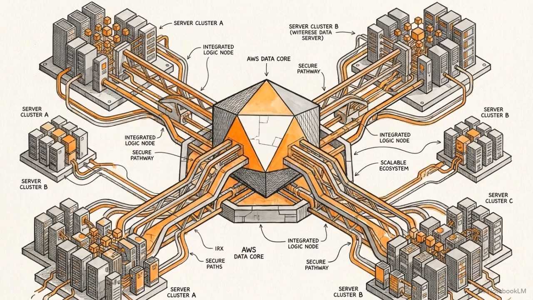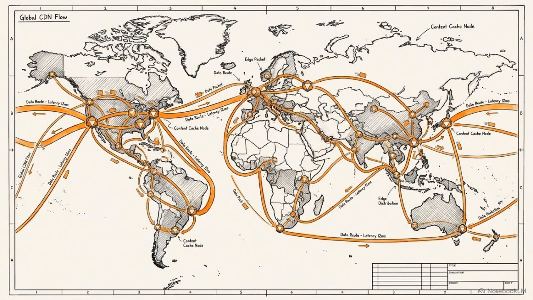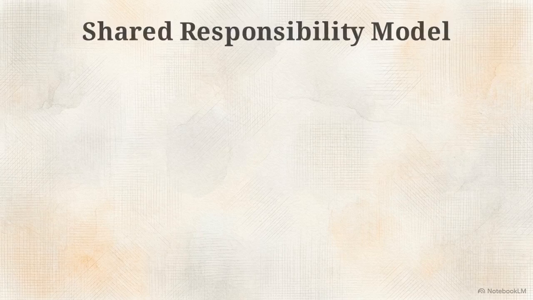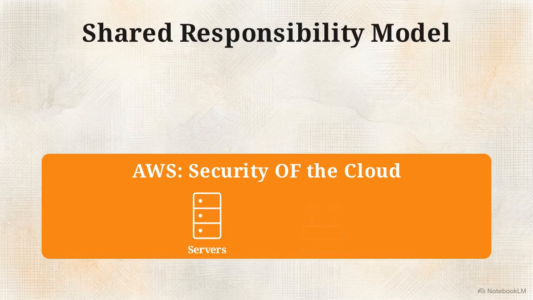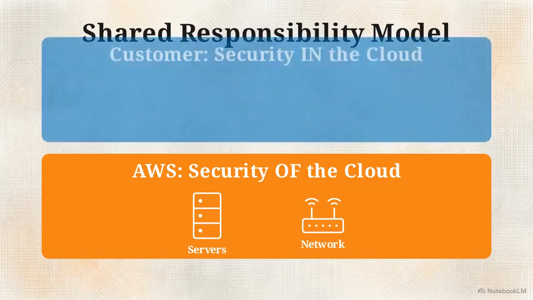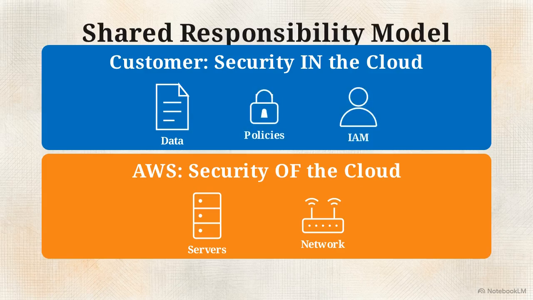Because of its reliability and accessibility, you will find S3 integrated directly into countless other AWS services, acting as the foundation for everything from database staging to global content delivery networks. This chart illustrates the AWS shared responsibility model. AWS handles the security of the cloud, meaning it secures the physical infrastructure, servers, and network. The user is responsible for security in the cloud, managing the data, tags, and access policies themselves.